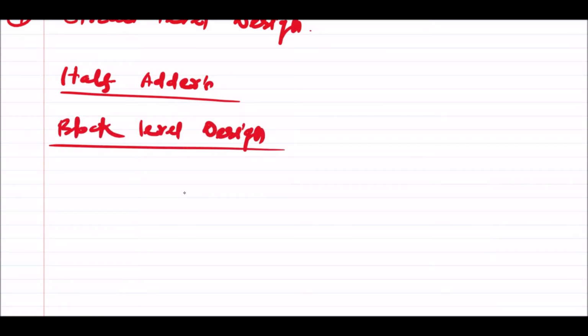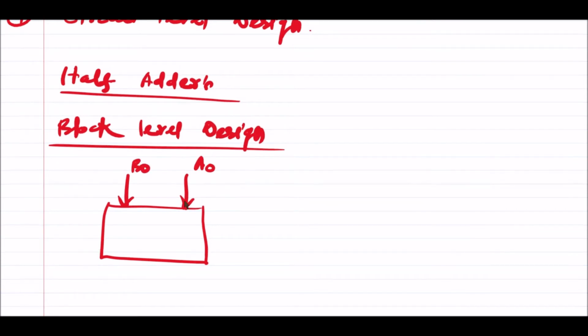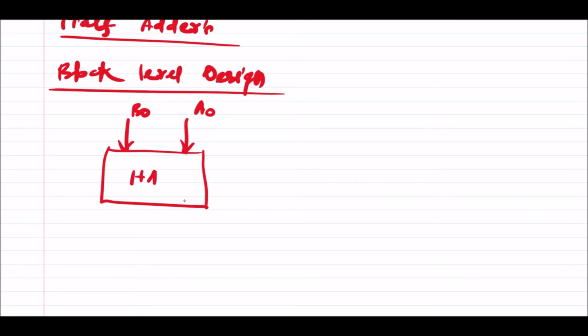So let us start with the half adder. As we discussed, half adder is a combinational logic circuit which adds 2 binary bits. So let us first draw the block level design. In block level design we will draw a box, and as it accepts 2 binary bits, let the first bit be A0 and the second bit be B0. In short we will write here half adder. Now every addition produces two things, sum and carry, and we will name them S0 and C0. So this is the block level design of half adder.